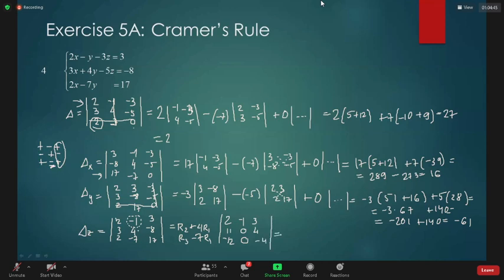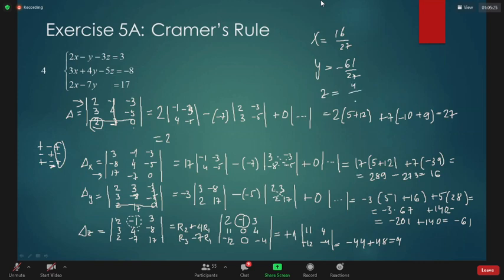So now in this case, we see that we only have to take this, which is in the minus position, so it becomes plus 1, and multiply it by its minor, which is 11, 4, minus 12, minus 4, and we have minus 44 plus 48 looks like a 4. And so the solutions would be x is 16 divided by 27, y is minus 61 divided by 27, and z is, looks like 4 over 27.